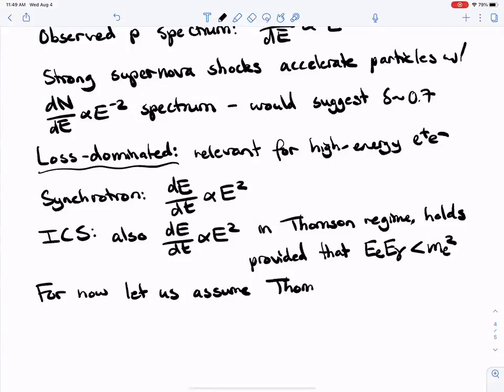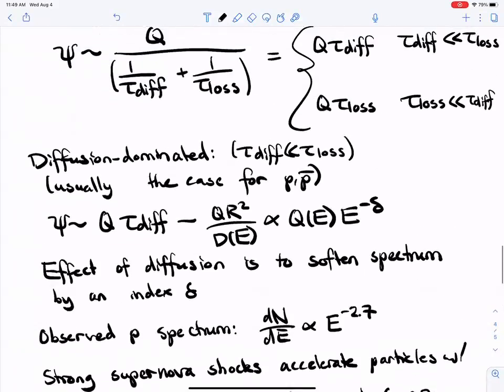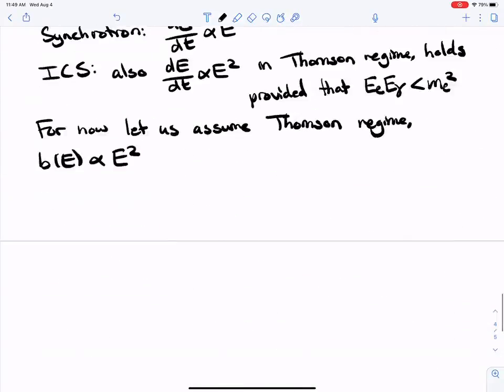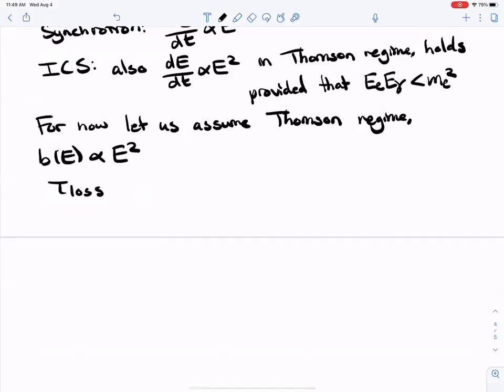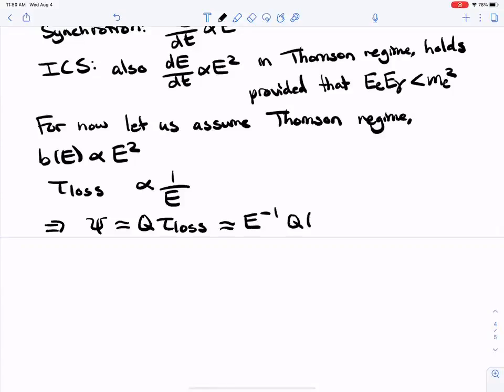So for now, let's assume this, because in this case, our scaling result is very simple. B of E is proportional to E squared. Higher energy particles lose their energy faster. So the timescale for loss is then just E divided by B of E. So this is going to be proportional approximately to 1 over E. So the steady state spectrum in this case is the injection spectrum times the timescale for loss. So again, let's put a proportionality symbol there.